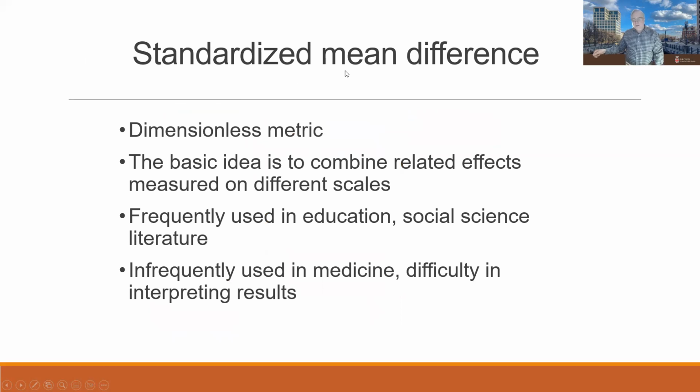And then in literatures where there's often the need to combine related effects measured on different scales, that of course happens in education and social science, people get into using these dimensionless metrics, which rely on standardizing the change based on the standard deviation of the measuring instrument. They're frequently criticized, but sometimes the only available option.